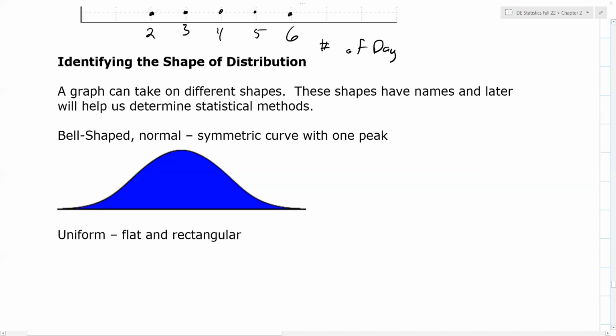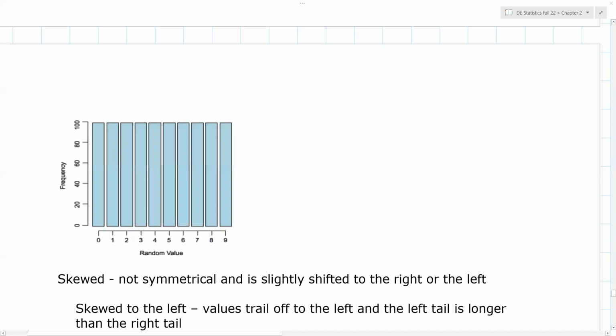You have a uniform distribution. Uniform means that it is a rectangle. The top of all of it is the exact same. When we get into our probability, that's what our graphs look like. This is a good example of a randomized experiment. So like rolling a dice is a uniform distribution. The probability of rolling a 1 is the same as rolling a 2, is the same as rolling a 3 or 4 or 5 or 6. And so that gives you a uniform distribution.